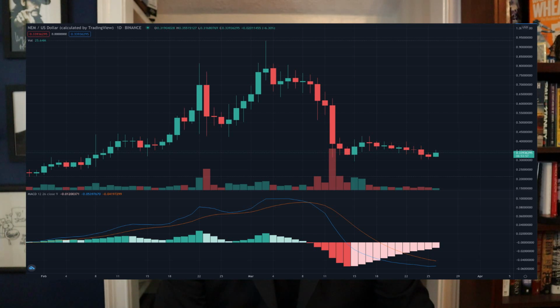Now let's take a look at NEM. It goes under the ticker symbol XEM. So this is an interesting chart that I've been watching for a couple of days now, where momentum in the MACD appears to be building for a breakout. Now we have yet to have a solid punch upwards in a bullish crossover, but that could be on the horizon. So let's take a look at StormX.